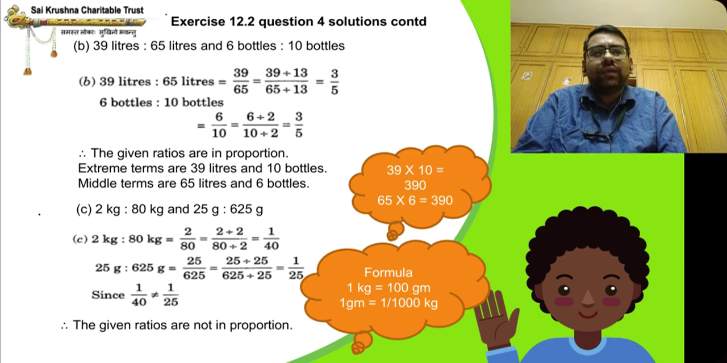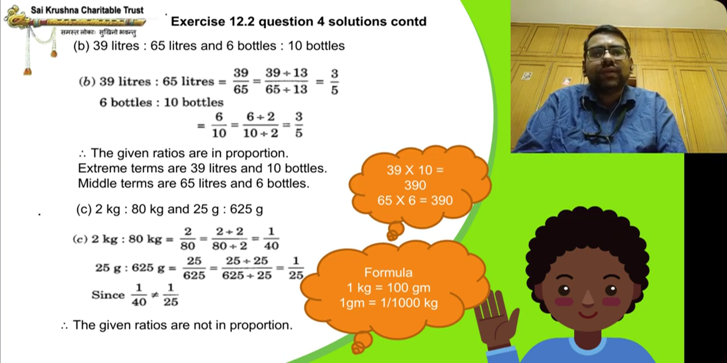Okay. Next, C. 2 kg is to 80 kg, and 25 gram is to 625 gram. So 2 is to 80. We'll take it as 2 by 80 in fractional form. So we'll divide both 2 and 80 by 2. Why 2? Because 2 is the HCF of 2 and 80. We'll get 1 by 40.